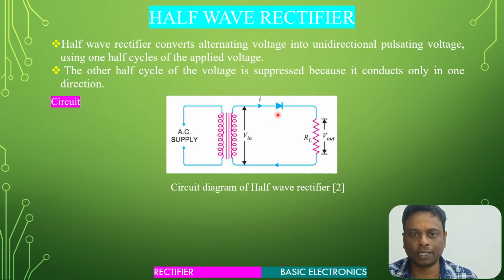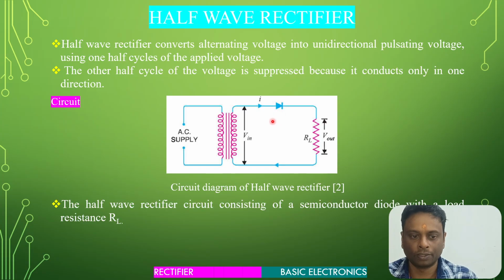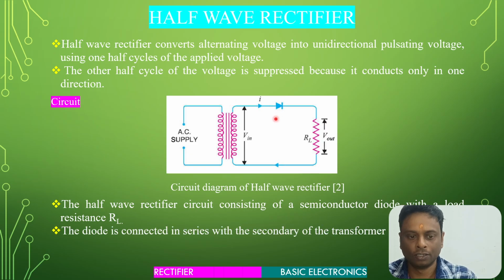In this case the rectifier is a half wave rectifier, consisting of one diode only. The half wave rectifier consists of a semiconductor diode with a load resistance, that is RL. So we have the load resistor RL, and there is a semiconductor diode. The diode is connected in series with the secondary of the transformer. You can see this is the secondary of the transformer winding, and the load resistor RL.